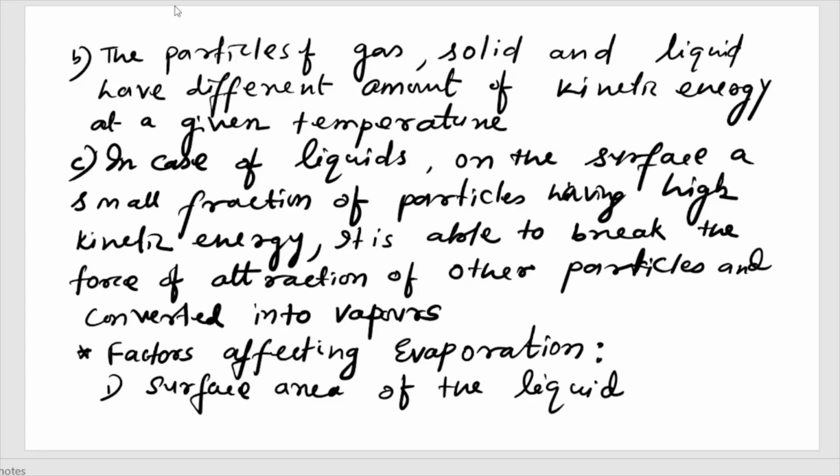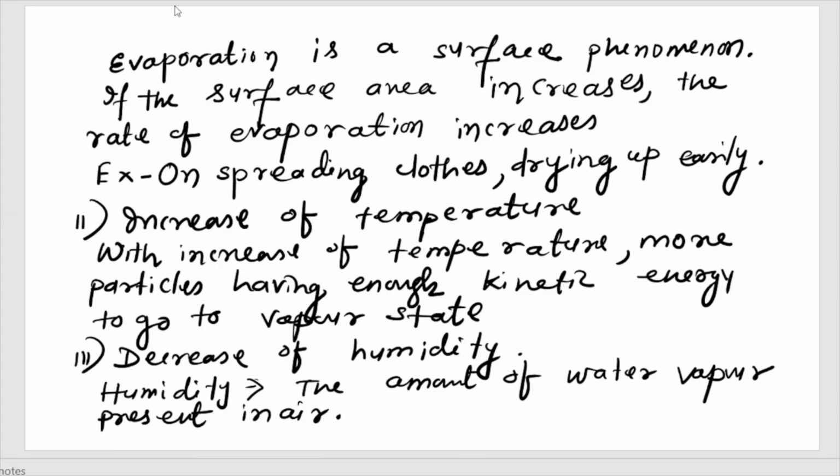The first factor is surface area. Since the surface is open to the atmosphere, evaporation is a surface phenomenon. As surface area increases, the rate of evaporation increases. That is why you spread clothes out: you are taking more surface area to make them dry. Remember, surface area is most important, because more area is required for the process of evaporation.